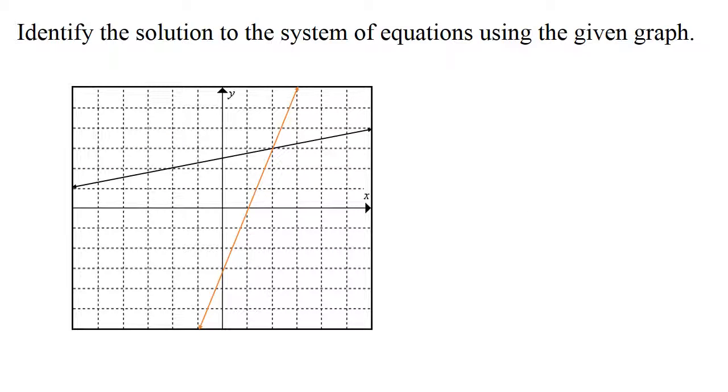All right, so we might have a situation like this. We're given a graph, it's already drawn for us, and we're just asked to identify what the solution is. What we're looking for is, where do these two lines cross? I'm looking at this point right here, and this point is at (2, 3). So that is the solution to the system.